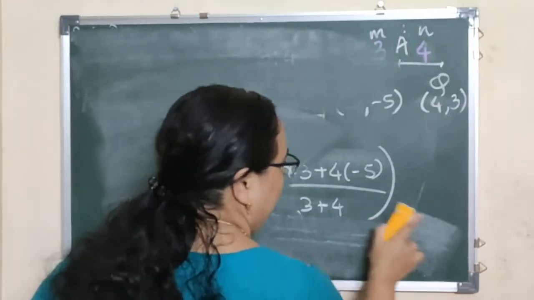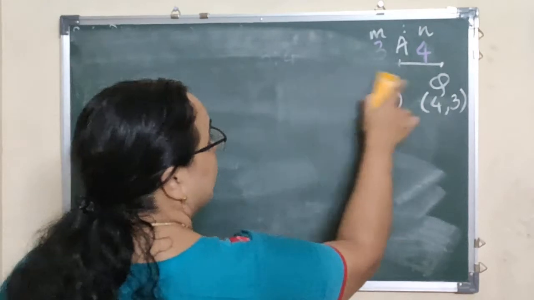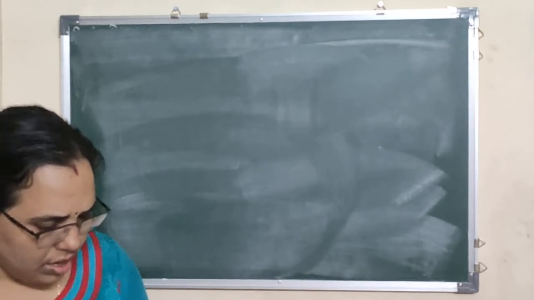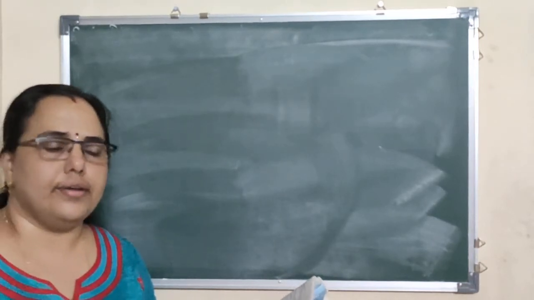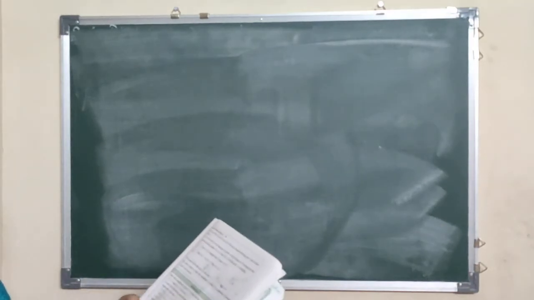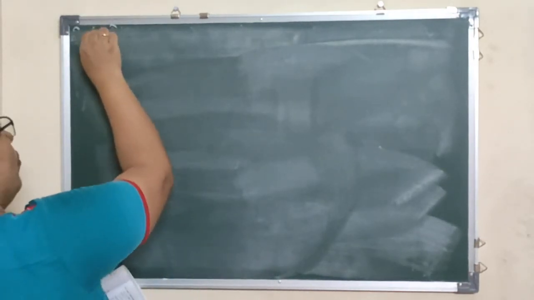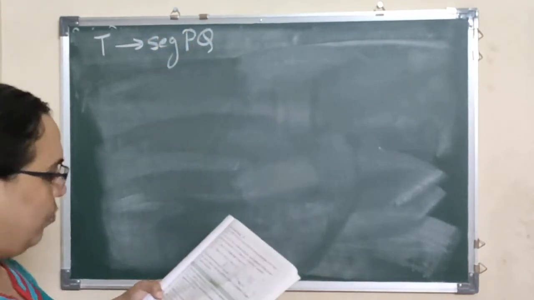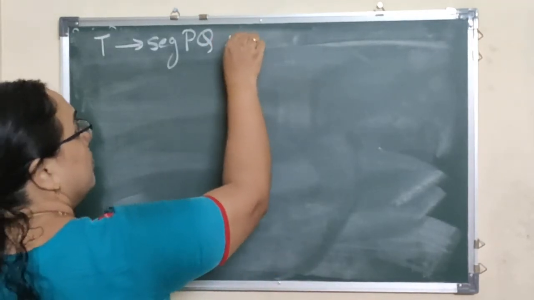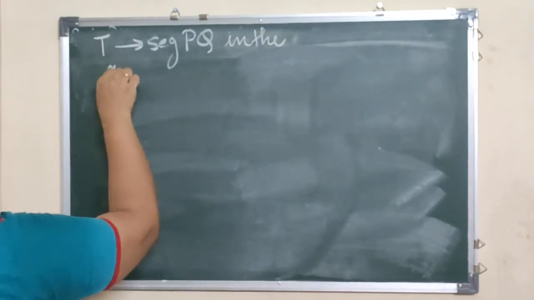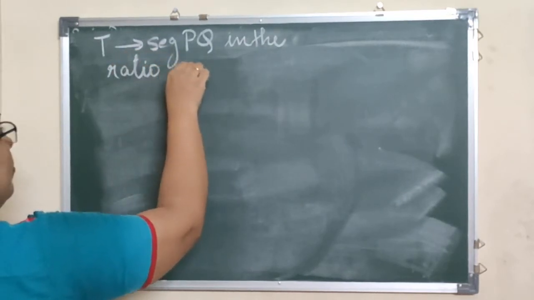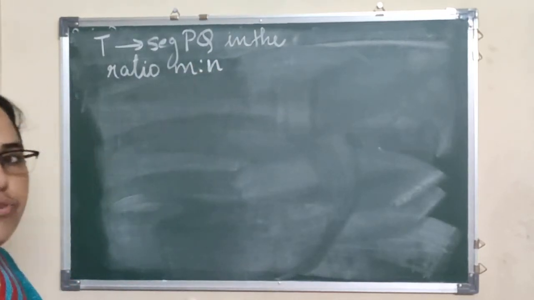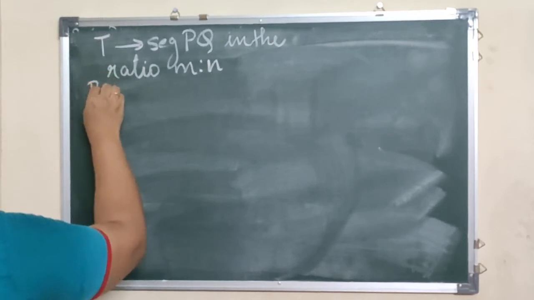Come on, start writing the statement. Let point T divide segment PQ in the ratio m is to n. Okay. By section formula, we write the formula there.